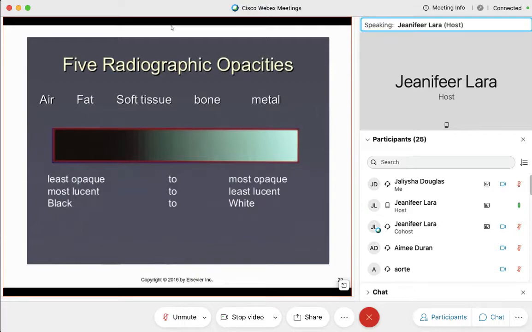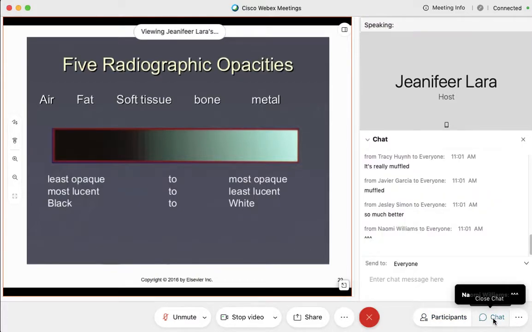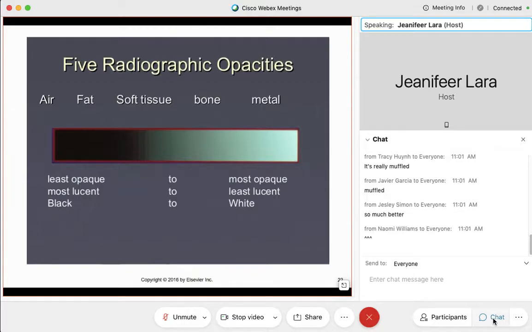So when we're looking at it, we're looking at air, fat, soft tissue, bone. And you're thinking fat and soft tissue, oh, that's probably the same. Not really. Not really. Can y'all hear me? Okay. And then we're talking about metal. So what do these words mean? Because eventually we're going to get into these colors.